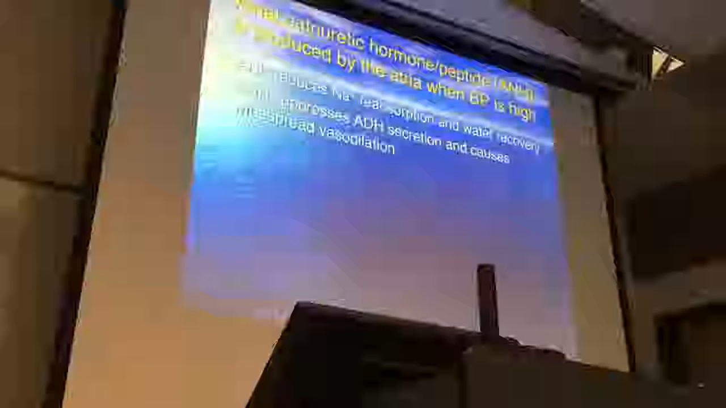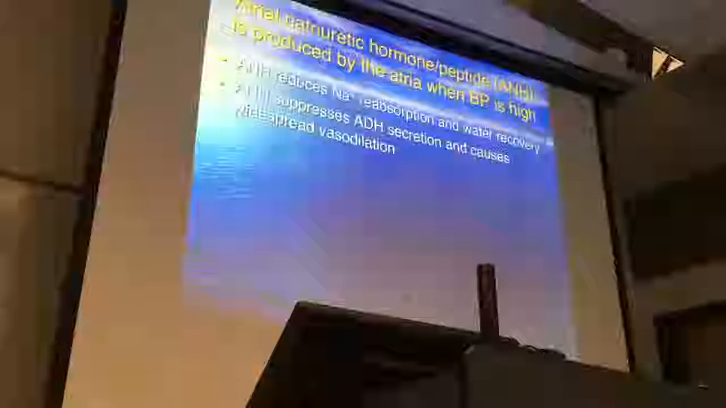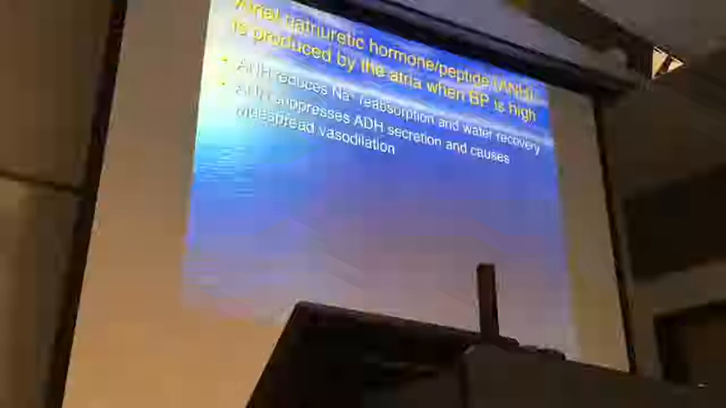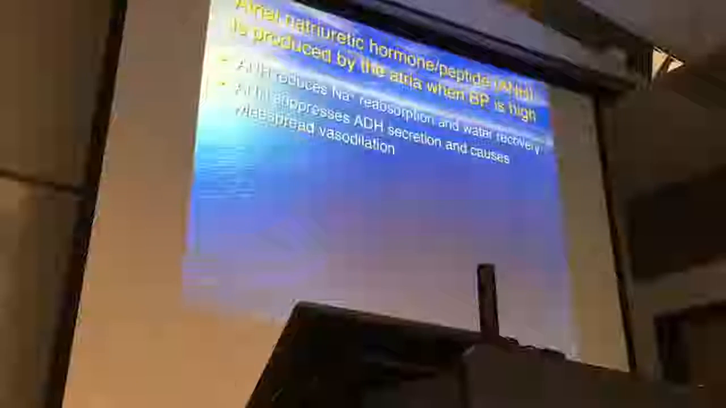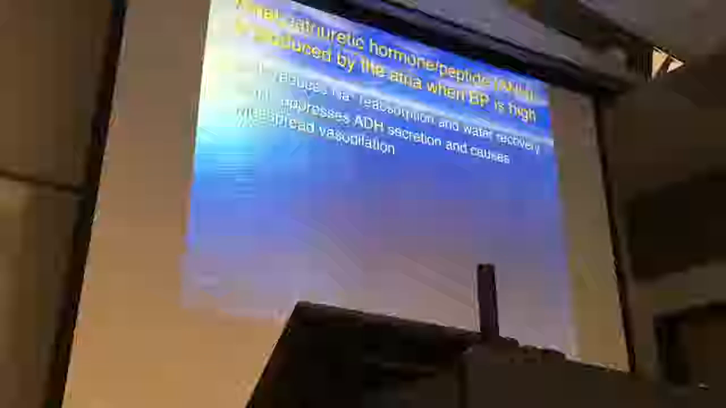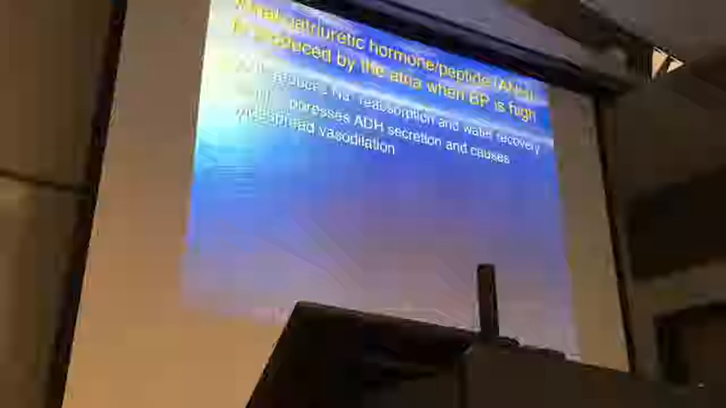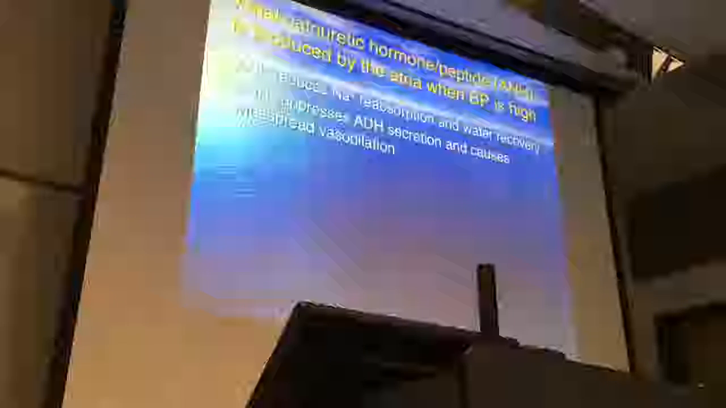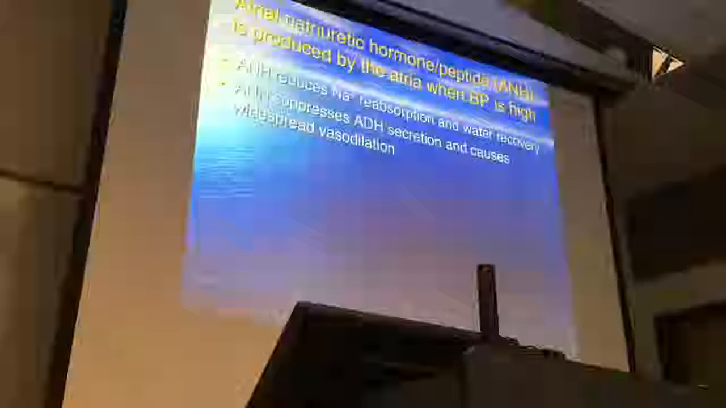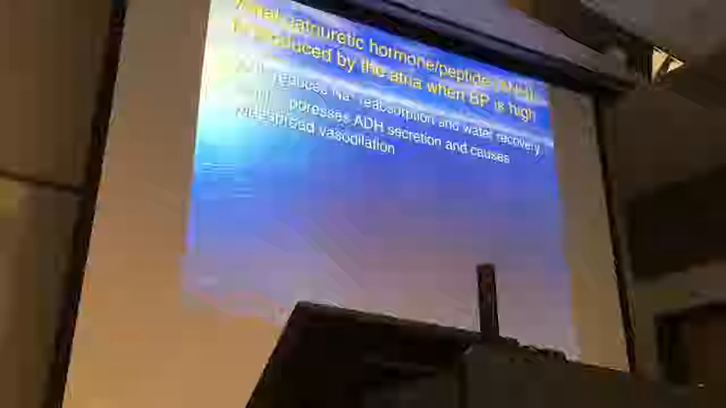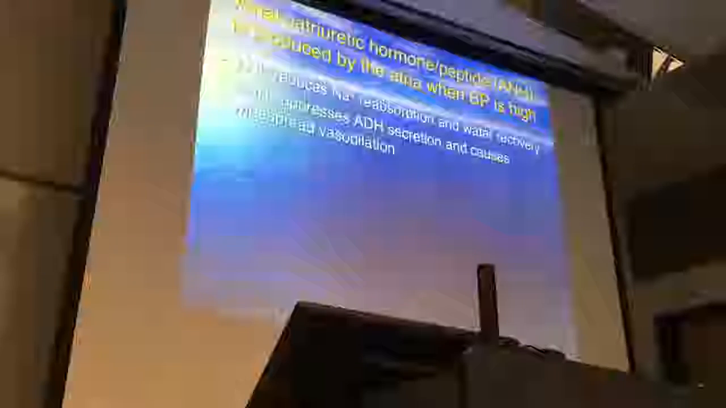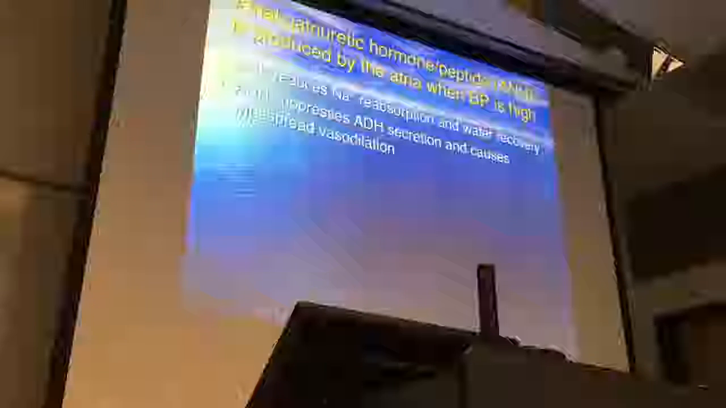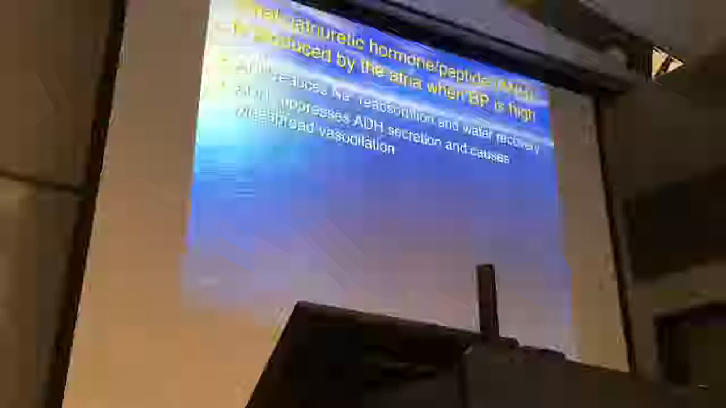First of all, it reduces sodium recovery in the distal convoluted tubule. Less sodium recovery means you recover less water in the distal convoluted tubule. It also directly suppresses ADH. No ADH is produced, therefore in the collecting duct, you're not going to be recovering any water. You're going to produce a large volume of dilute urine.